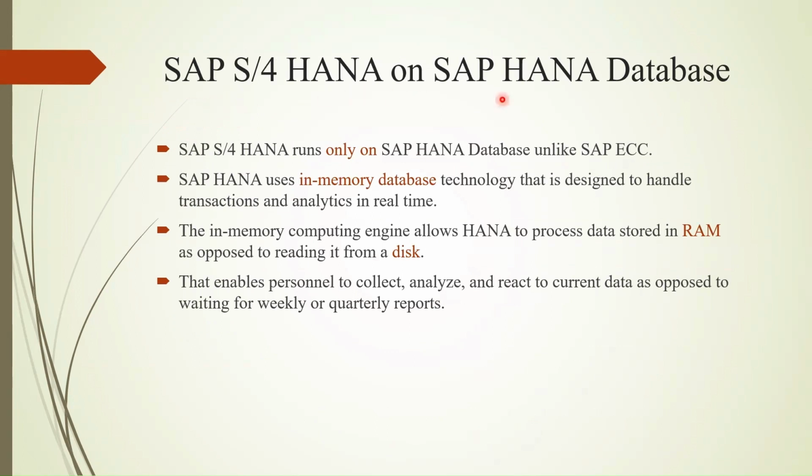SAP S4 HANA on SAP HANA database. Unlike SAP ECC, it runs only on SAP HANA database, which uses in-memory database technology. This in-memory computing engine technique allows storing the data in RAM rather than storing it on disk. And from RAM, the CPU will take data and process it. And this provides quicker results relying on real-time data. We shall see the SAP HANA database and its product versions in the SAP Logon Pad.